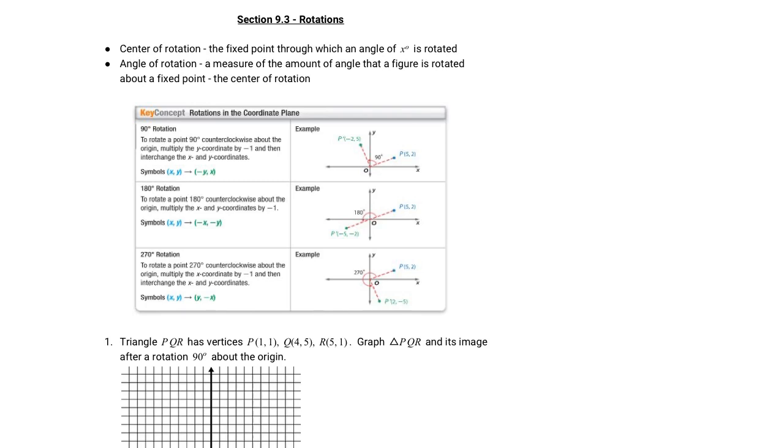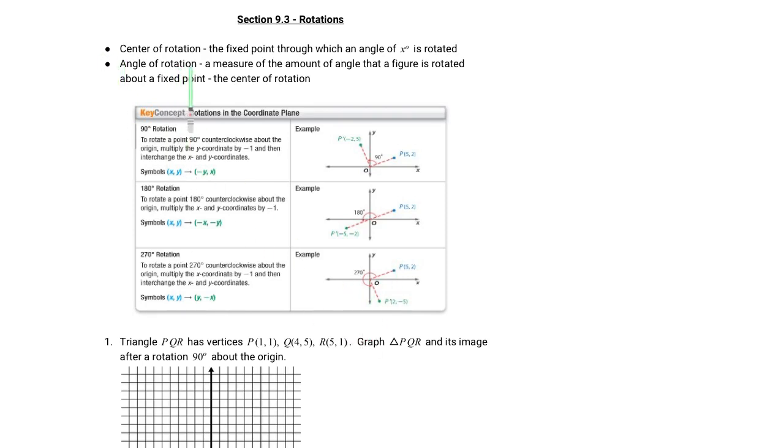Geometry B, section 9.3, continuing our discussion about changing shapes on the coordinate grid and how we do it. Today's topic is rotation. A couple of notes that we'll want to know, vocabulary words, center of rotation, the fixed point around which it's located. The fixed point in the diagrams below is the origin. Everything is rotated about that. And for now, that's what we're going to think about.